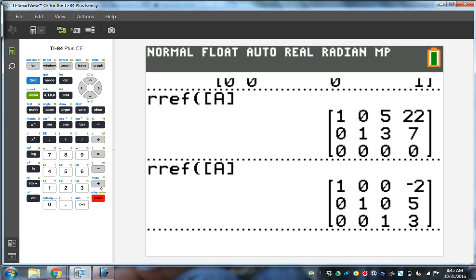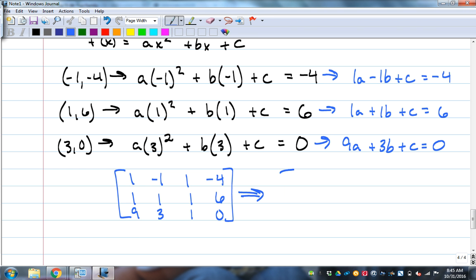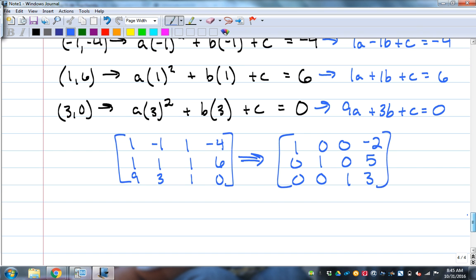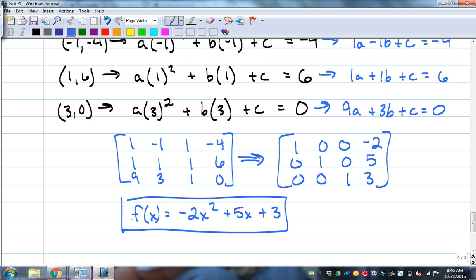And I get a nice little easy answer here. A is -2, B is 5, C is 3. Nothing really complicated about that. 0, -2, 0, 1, 0, 5, 0, 0, 1, 3. So our function would be -2x² plus 5x plus 3 is the function that contains those three ordered pairs.